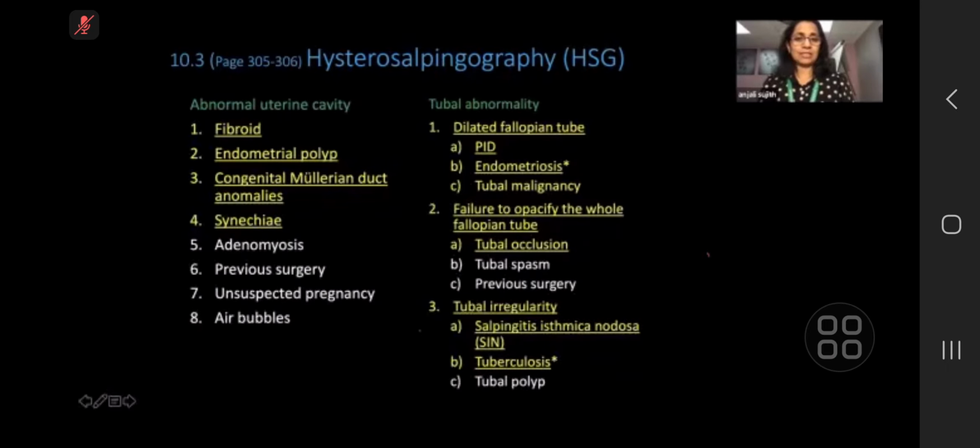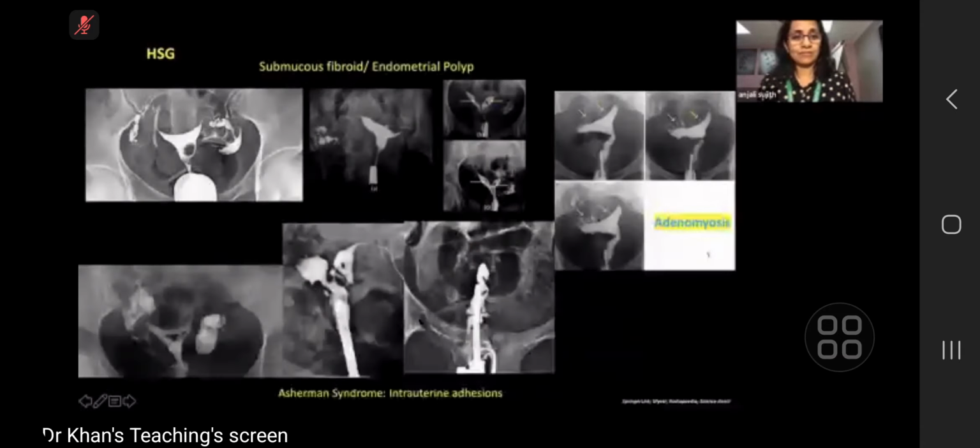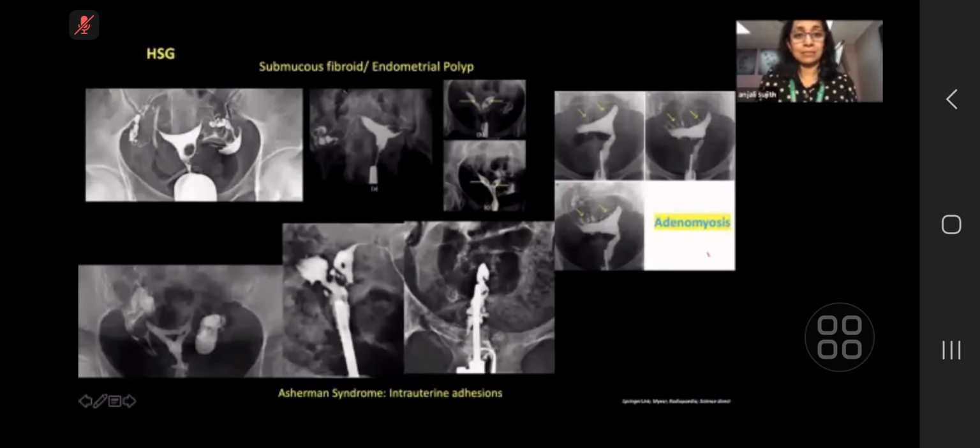So just for completion's sake, Chapman has given a lot of differentials for abnormal filling defects on hysterosalpingography. So I've just collated a few images from online resources just so that you're familiar with them. These are filling defects. Submucous fibroid and endometrial polyps appear as filling defects on hysterosalpingogram. You cannot differentiate them on HSG.